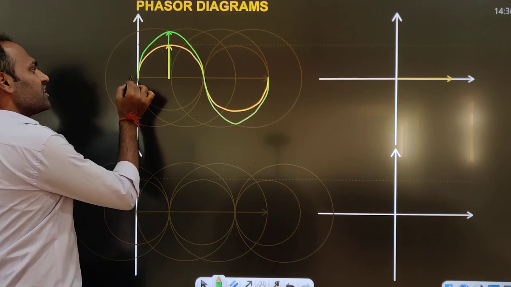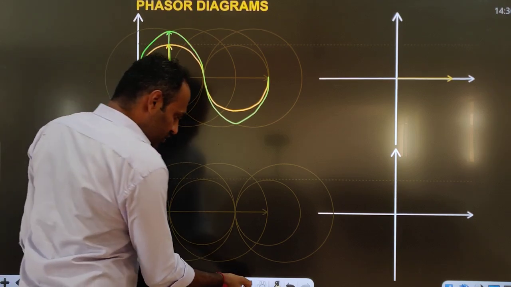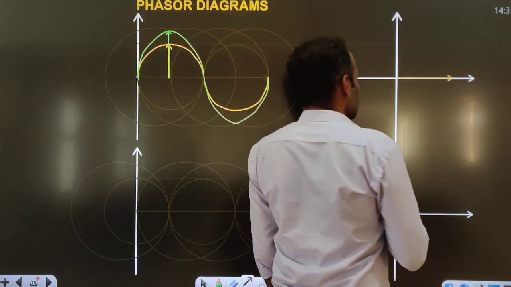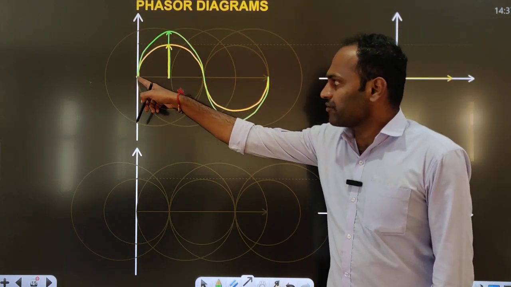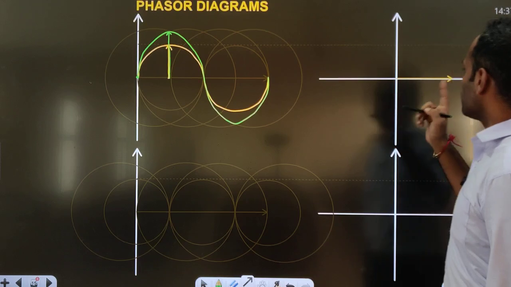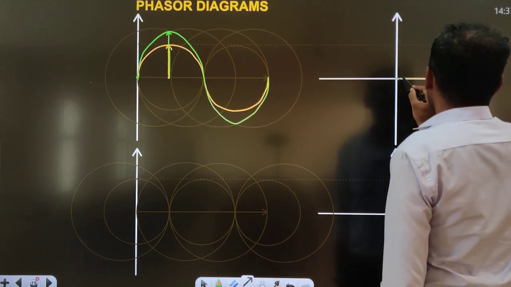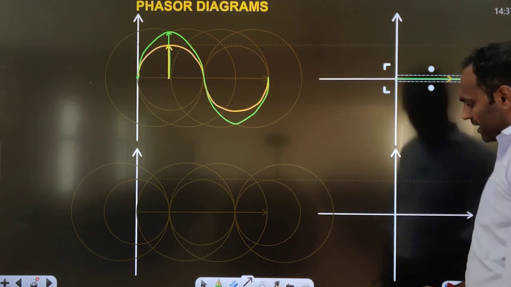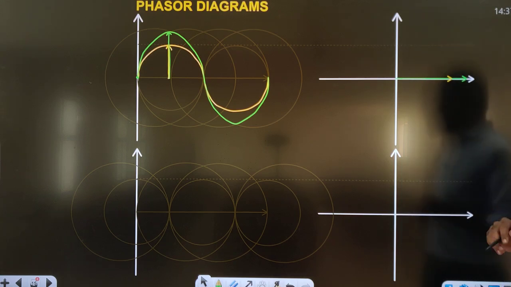From where is the second cycle starting? The second cycle is also starting from the origin only. But its amplitude is greater. See, since both the cycles are starting from the origin only, we have to show both the vectors on the positive x-axis only, right? We must start from the positive x-axis. So I will show it from the positive x-axis, but I will show the amplitude greater than the previous vector. The previous vector, the yellow one, I will show this one's amplitude greater than that.